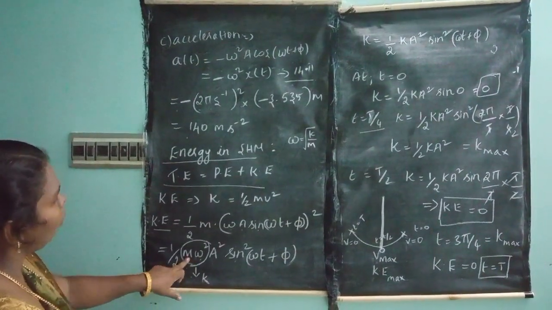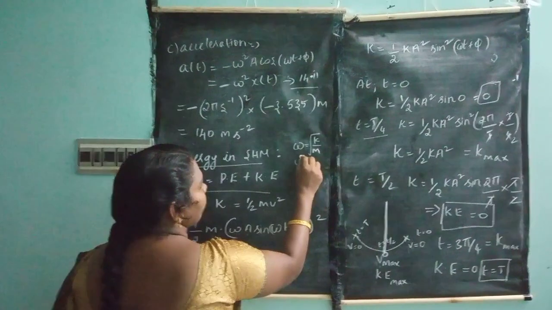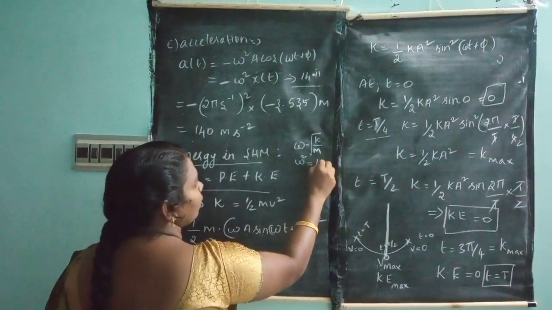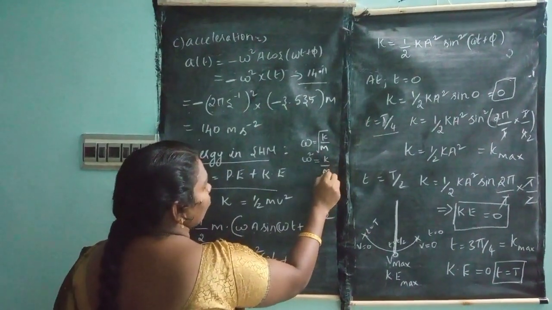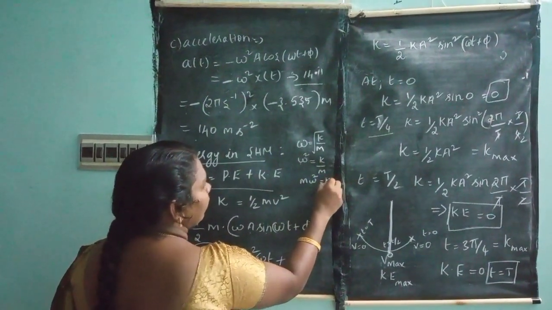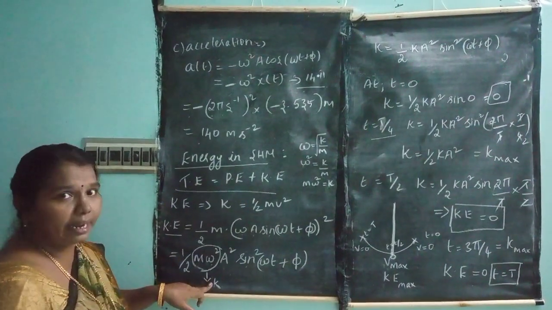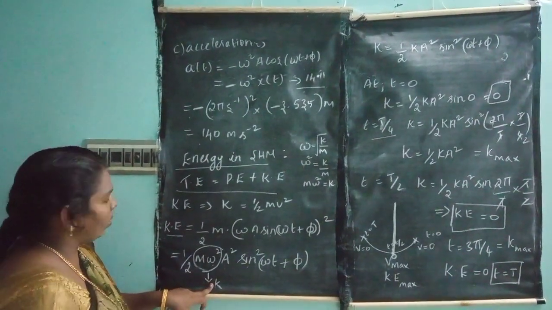So that m into omega square. What is the answer? When I am squaring this term, omega square is equal to k divided by m. So when I am multiplying this term, m into omega square is equal to k. So the term m into omega square can be taken as k, where k is a force constant. Okay.